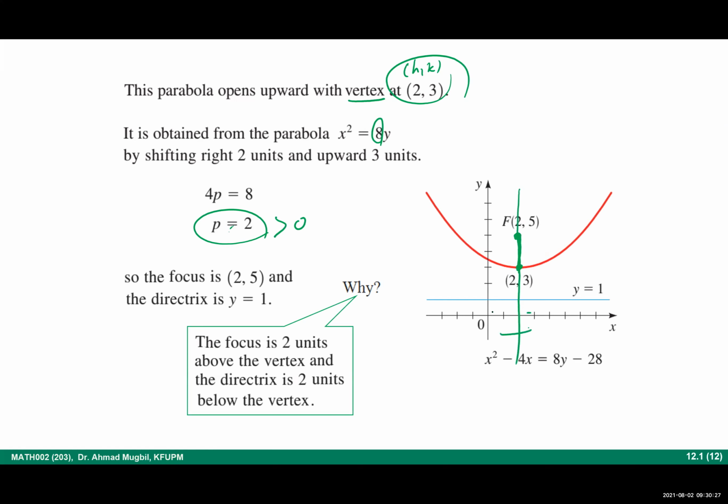What will be the change? The change will be on the y values. The y value here is 3. The y value here will be 5. Why? Because the distance here, the absolute value of p, is 2. And similarly, you will go down and draw the directrix. So it will be 3 minus 2, which is 1. So this is y equals negative p plus k. Here the focus coordinates are h and p plus k.